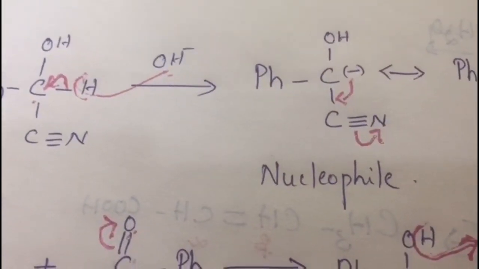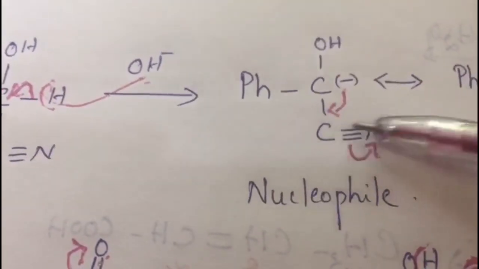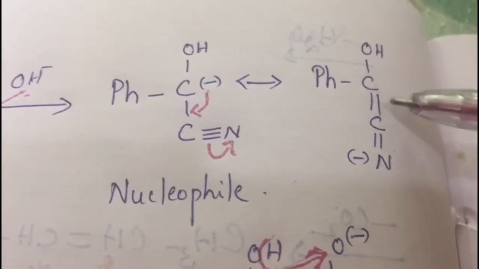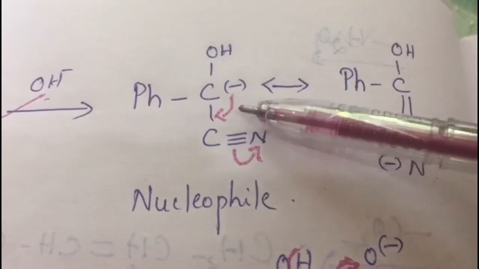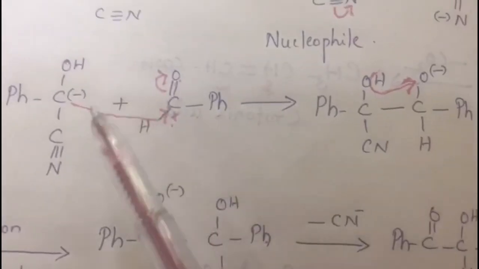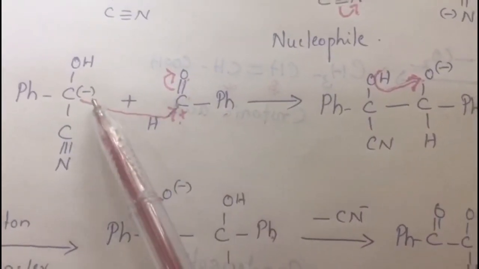It also acts as a nucleophile, and this nucleophile is highly stabilized due to the presence of the cyanide group. And here there is resonance: C double bond C, N minus is formed. So this carbanion is highly stabilized and acts as a good nucleophile. The carbanion attacks a second molecule of benzaldehyde. Here C minus, and this carbon atom is the electrophilic center.